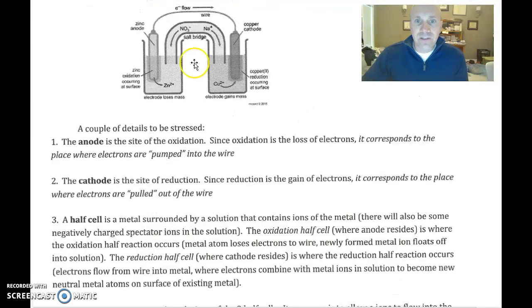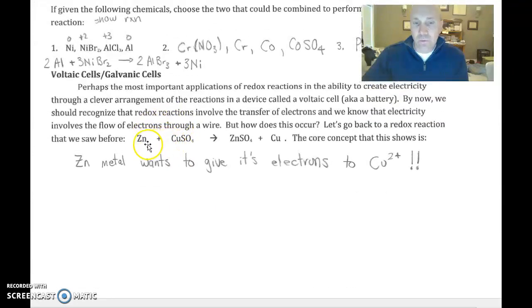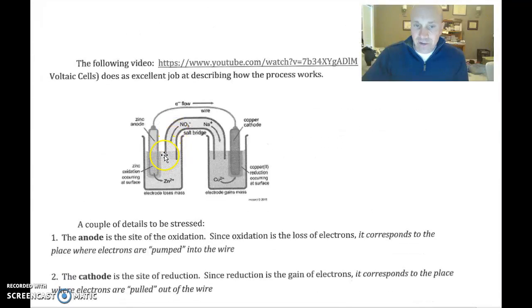That's the way this type of voltaic cell would work, or any type of voltaic cell. You're taking a chemical reaction. In this case, it's the zinc wanting to give its electrons to copper ions. That's a natural process, and you're using that to create electricity.